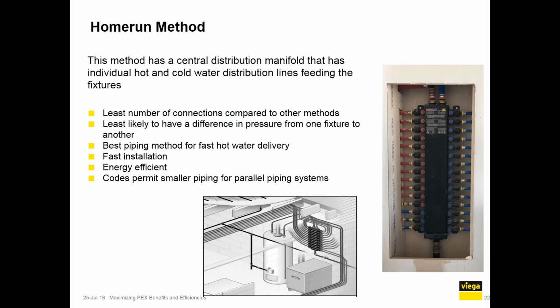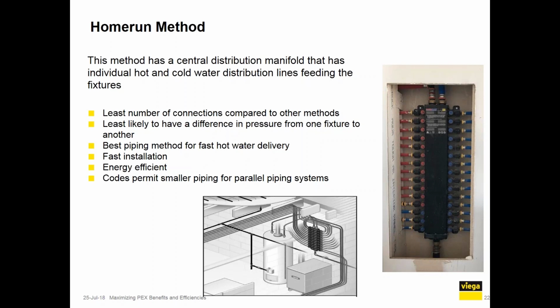The home run method is also called the parallel method. And this has a central distribution manifold that has individual hot and cold water distribution lines feeding the fixtures. You do have the least number of connections compared to the other methods. You're least likely to have pressure drop from one fixture to another, and it's the best piping method for hot water delivery. You can install this quickly, and it's very energy efficient.